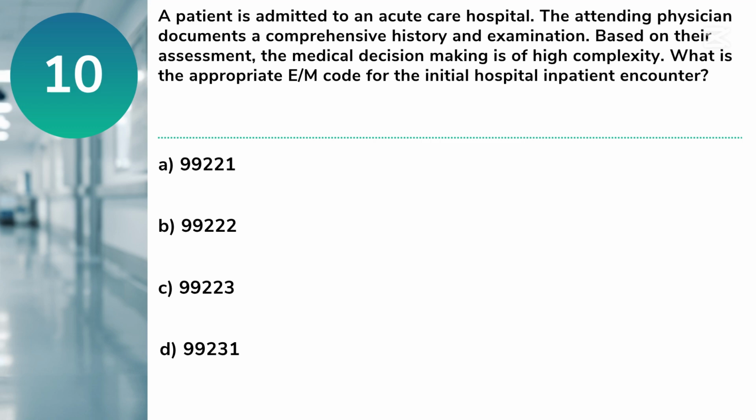Question 10. A patient is admitted to an acute care hospital. The attending physician documents a comprehensive history and examination. Based on their assessment, the medical decision-making is of high complexity. What is the appropriate E/M code for the initial hospital inpatient encounter? A. 99221. B. 99222. C. 99223. D. 99231.